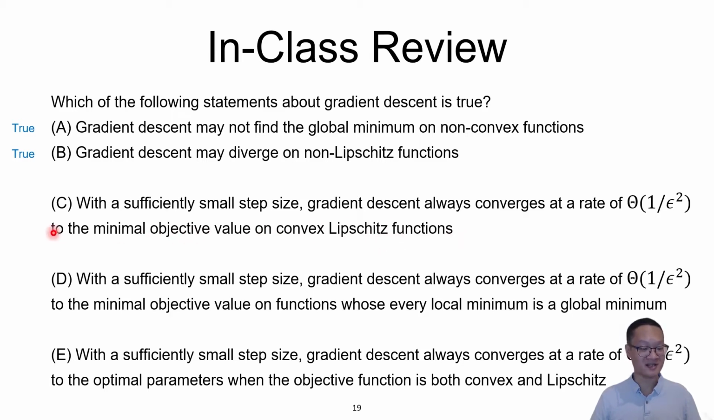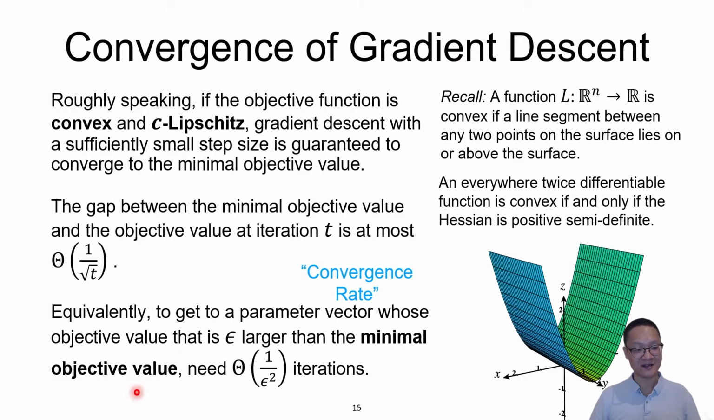Okay, and the convergence is actually to the minimal objective value, right? So this one is true. So that's basically all the information we had on this slide. Right, so convex, Lipschitz, and then convergence to minimal objective value.